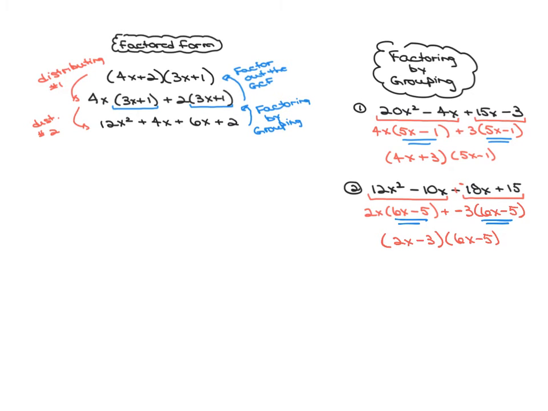Some people like to think of the area model for this. I'll draw a quick area model for you. And we have 12x squared minus 10x minus 18x and plus 15.